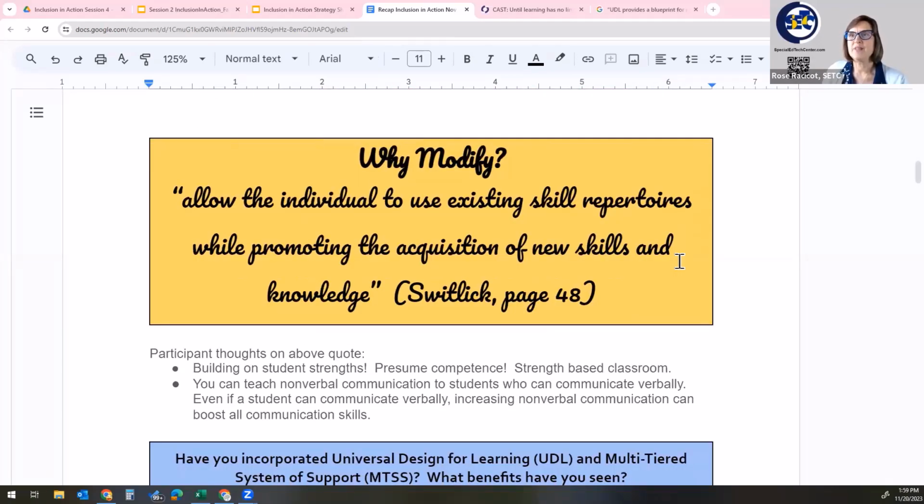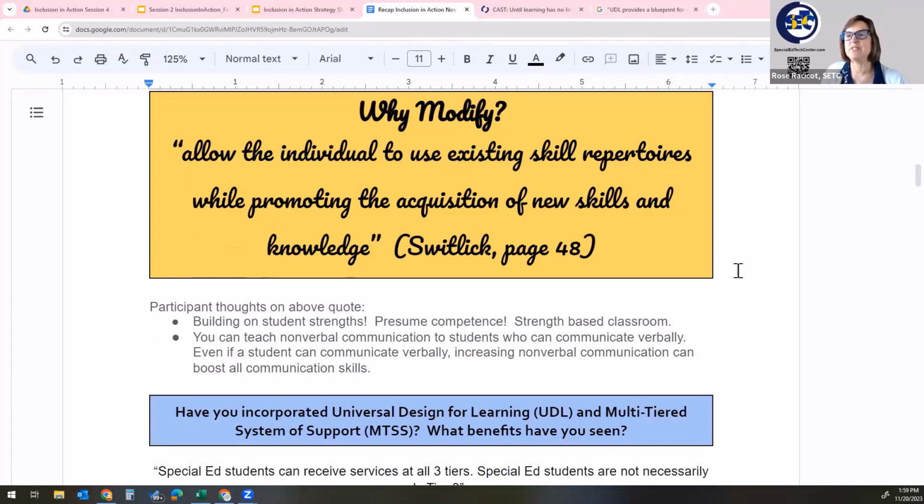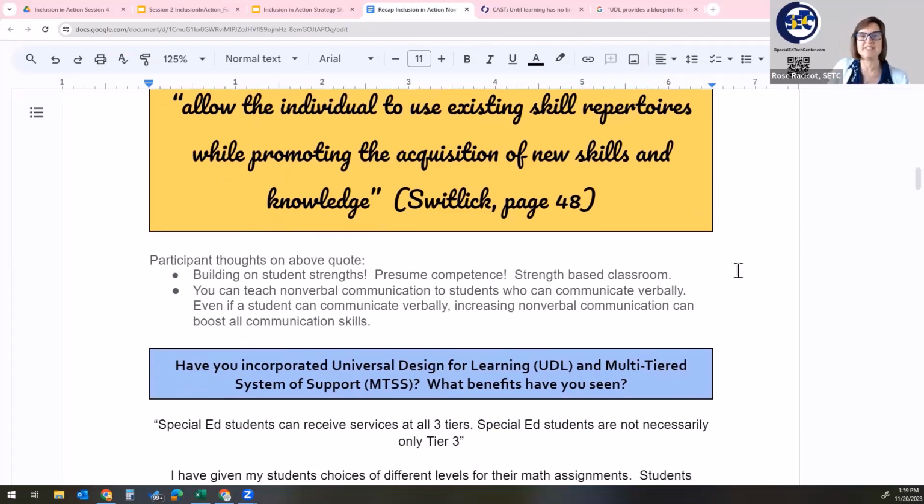So why modify? We want to allow that individual to use their existing skill repertoires while promoting the acquisition of new skills and knowledge. We had some great discussion on that, which we've summarized below. Linda's going to talk a little more about how that led into a discussion on UDL and MTSS. Presuming competence is always forefront here.